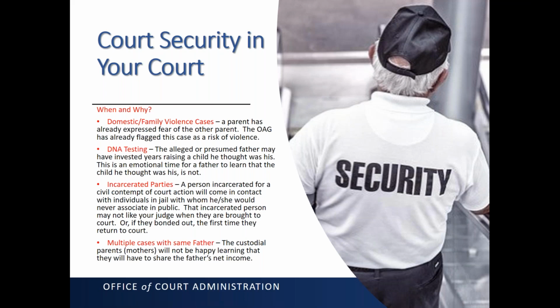Incarcerated parties. A person incarcerated for a civil contempt of court action will come into contact with individuals in jail with him or her they would never associate with in public. That incarcerated person may not like your judge when they are first brought to court, or if they bond out, the first time they return to court. Have the bailiff close by and alert them. The other case that you may not think about as a high security risk is multiple cases with the same father. The father has had children with 2 or more women, and the mothers are not happy learning that they will have to share the father's net income with 2 other families. This can create a court security issue.